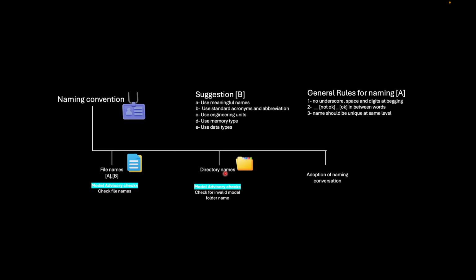Using the directory names, you can check for invalid model folder names. The previous one is related to file name checks, which you can see as check for file names in the model advisory check. But here, if you want to check the directory names, then you need to select the check for invalid model folder names in the MAAB guideline checks, which we saw in the previous video. Coming to the directory names, the general rules and the suggested rules will be the same as for the file name. Yeah, that is all about the directory names.